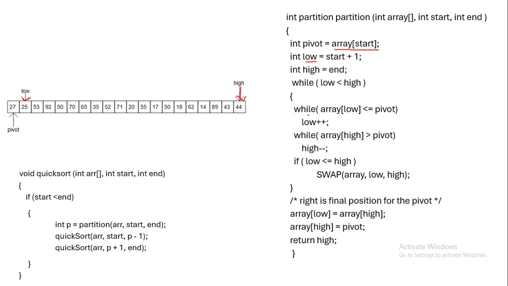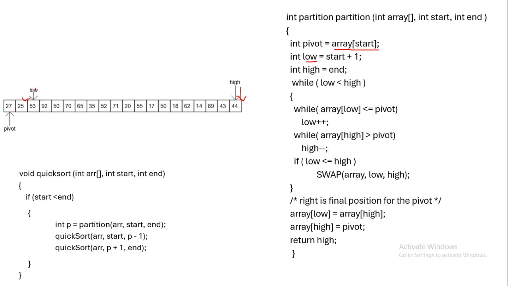Over here, see, array of low, that is 25, is getting compared with 27. As 25 is less, and our aim is to place all the smaller elements to the left, we will simply increment the low pointer. So see here, the low pointer is now getting incremented, low plus plus. After that, again we repeat the same process. The pivot element is getting compared with array of low. As 53 is greater, we stop incrementing the low pointer and go to the other pointer.